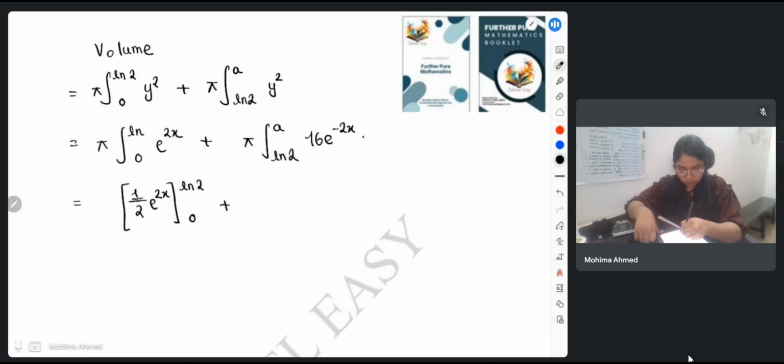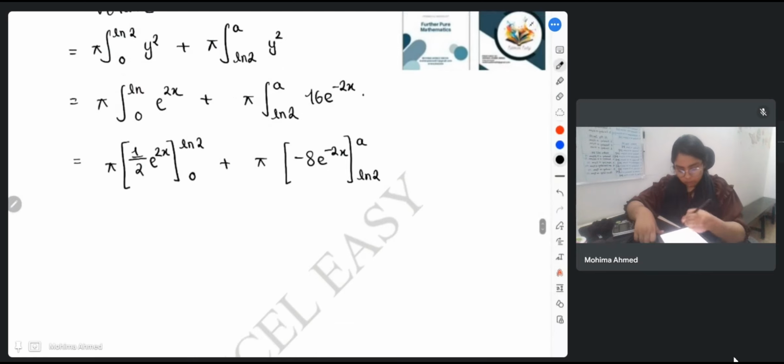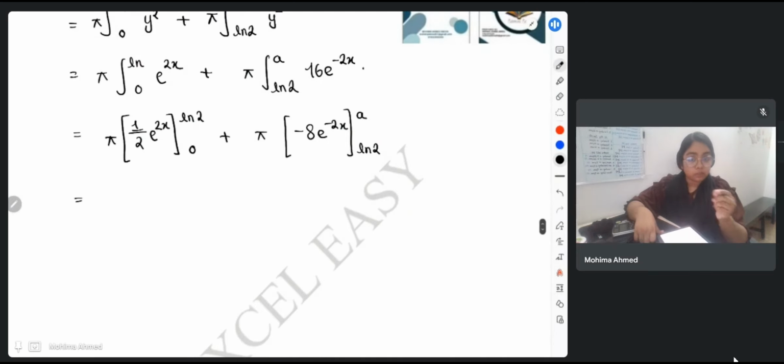And again, this has to be added with this 16, right? 16 divided by minus 2, because we have this e power minus 2x. In that case, 16 divided by minus 2, you'll end up with minus 8 over here. So you get minus 8 e power minus 2x with boundaries of a and ln 2. And again, from this point onwards, we'll just substitute the values of the x coordinates for the different equations, and then just calculate it.